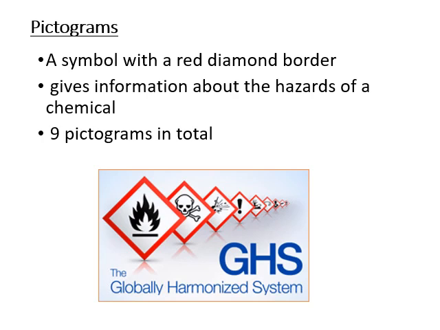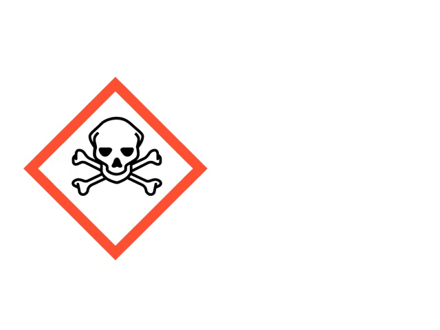Alrighty, so the pictograms. The pictograms are basically a symbol inside a red diamond border. It's going to tell you what hazards are contained in that container. So it gives you the information about the hazards of a chemical, and there are 9 pictograms in total in the globally harmonized system.